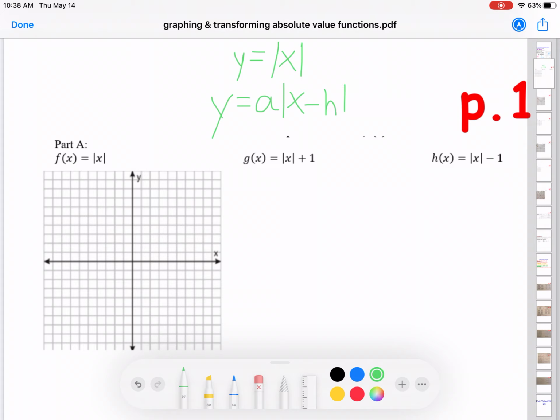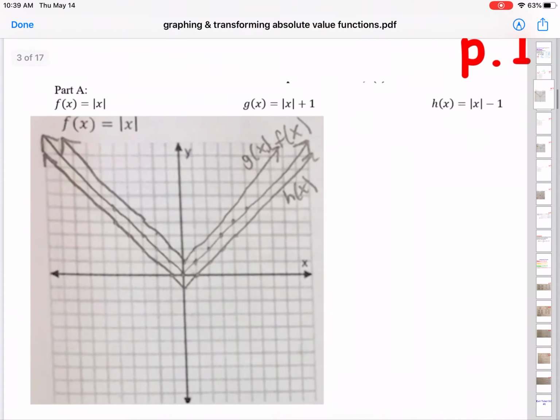We're going to have y equals a times the absolute value of x minus h, and then plus or minus k. So just like we did in the last lesson, we're going to examine in these 3 different parts what happens if we change a, h, or k. In this first part, part A, we're going to focus on what happens when you change the k values. If you notice, our f of x is still our original parent function, and now in g of x and h of x, we're going to see, well, what happens if we put a number on the end? If I put a +1 on the end, or if I put a -1. Let's take a look at what those graphs look like.